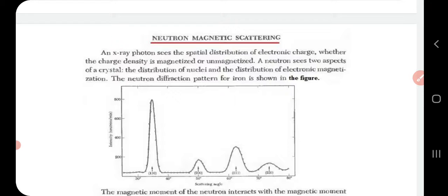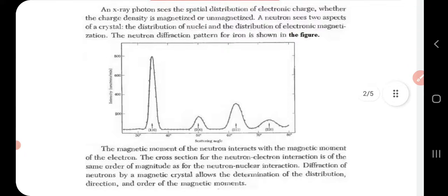An X-ray photon will see the spatial distribution of electronic charge, that is the distribution of electrons, whether the charge density is magnetized or unmagnetized. That is, whether the space occupied by the electrons in a material is magnetized or unmagnetized. An X-ray photon can interact with that space. That is what the meaning of the sentence is. A neutron will see two aspects of a crystal: one is the distribution of nuclei and the other is the distribution of electronic magnetization.